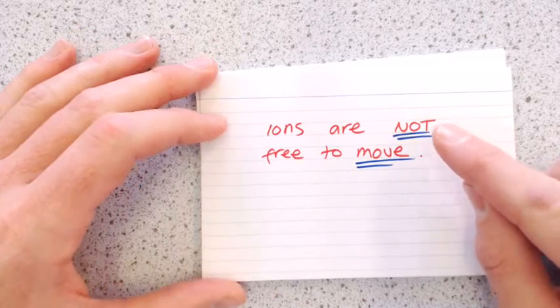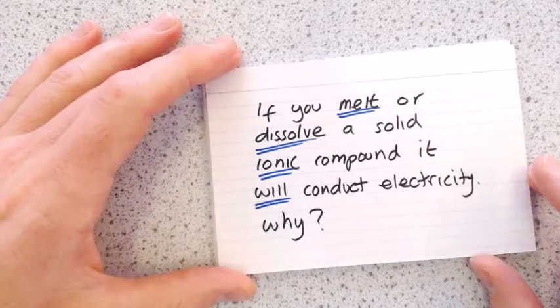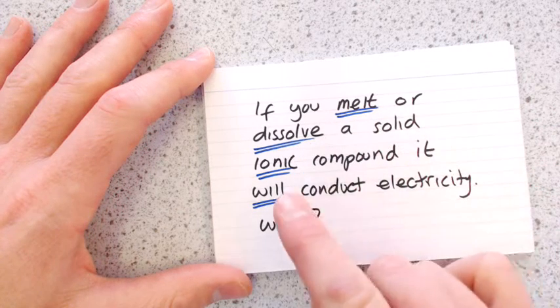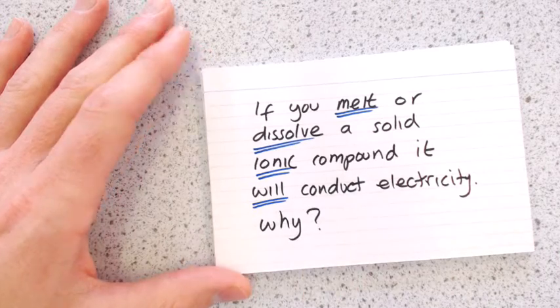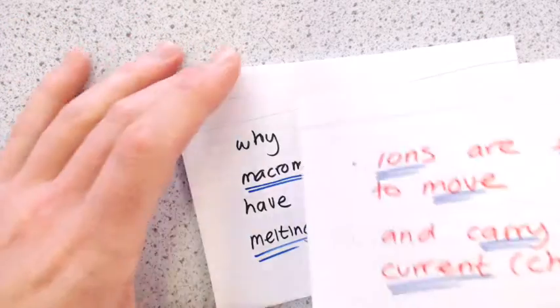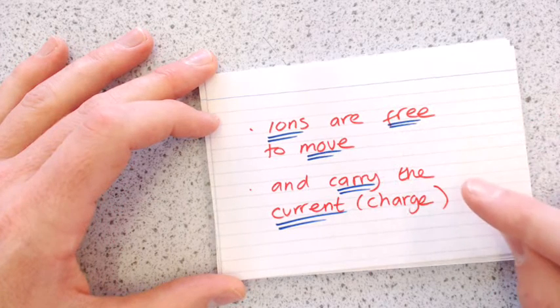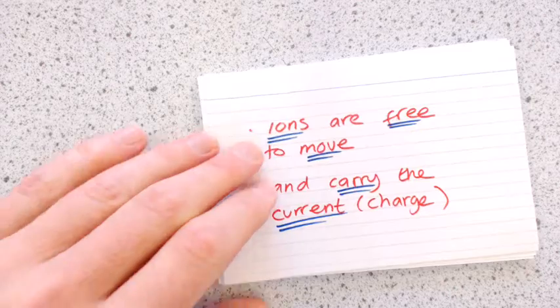Why do solid ionic compounds not conduct electricity? It's because the ions are not free to move. If you melt or dissolve an ionic solid, it will conduct electricity, because the ions are now free to move, and therefore they can carry the current or carry the charge through the solution of the system.